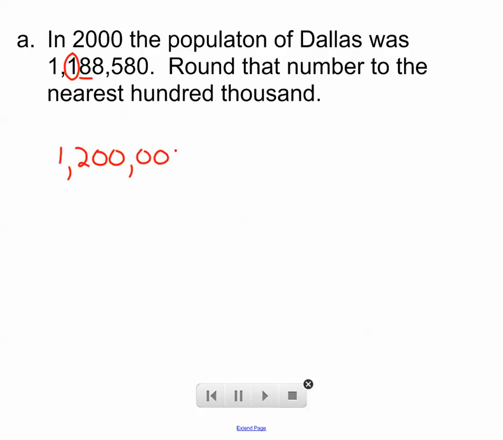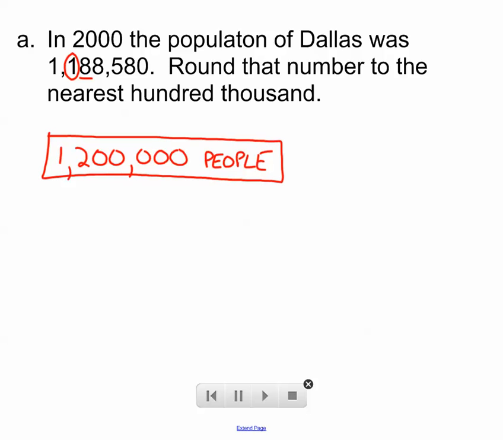So we'll rewrite this number as 1,200,000 people. And the reason is 180,000 is closer to 200,000 than it is to 100,000. So we'll go up and we'll just call this about 1,200,000 people.